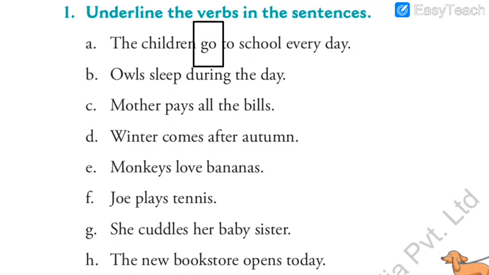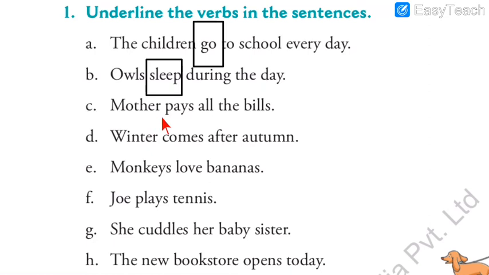The next sentence is: Owls sleep during the day. What do they do? They sleep. Correct. So sleeping is also an action, though you are not doing any kind of action while you are in a state of sleeping, but still it is a kind of verb only. So sleep. Owls sleep during the day.